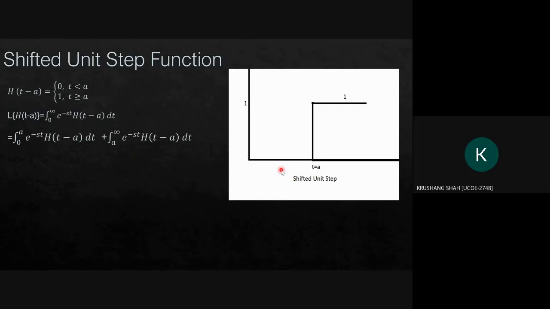From the graph you can see from 0 to a it's 0, so we can straight away write 0 there, and we can integrate the second term, that is the integration from a to infinity of e raised to minus st times 1 dt. After integration, we get the value e raised to minus as upon s.